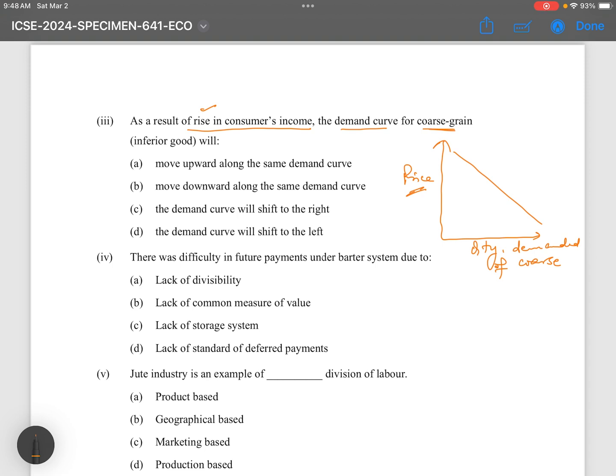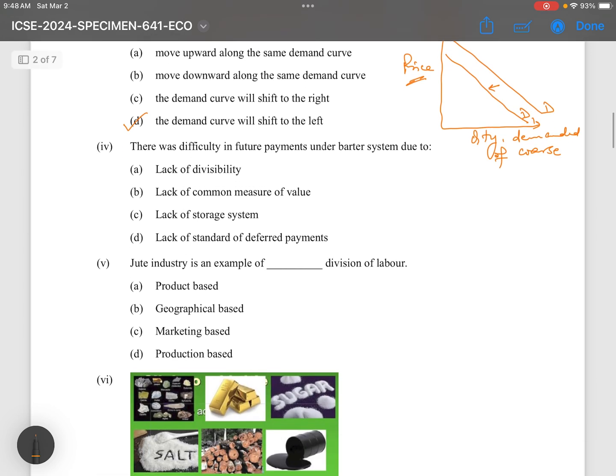So the demand curve will shift to the left. So this is your original, this would be a new demand curve. So option D would be the correct one. The demand curve will shift to the left.